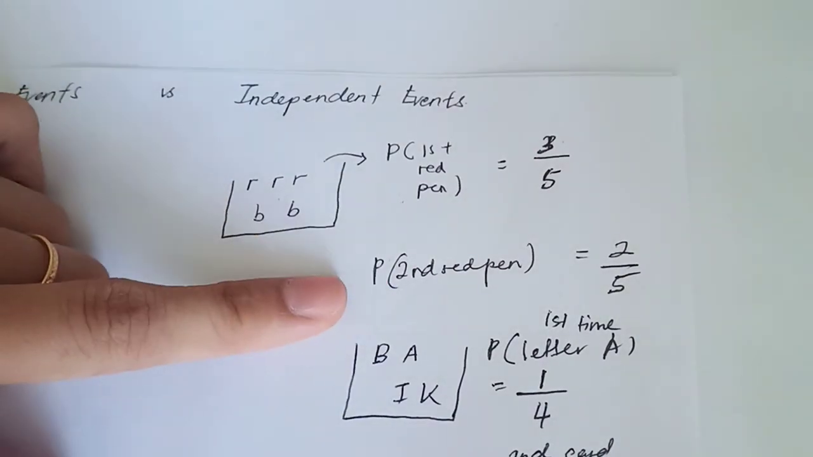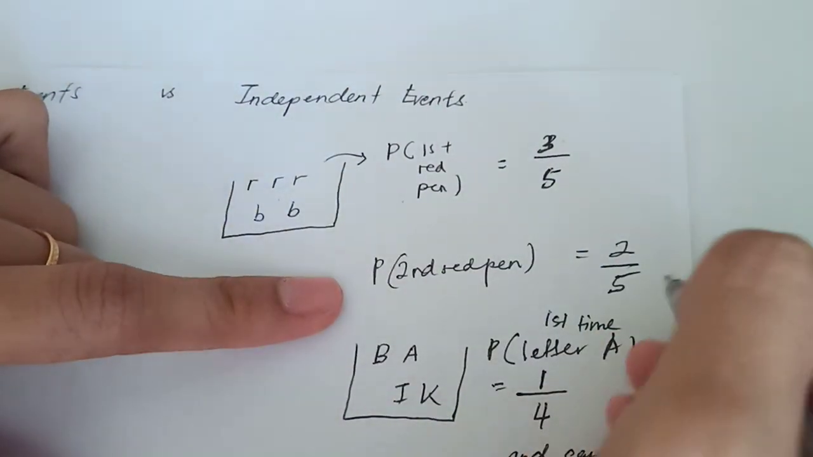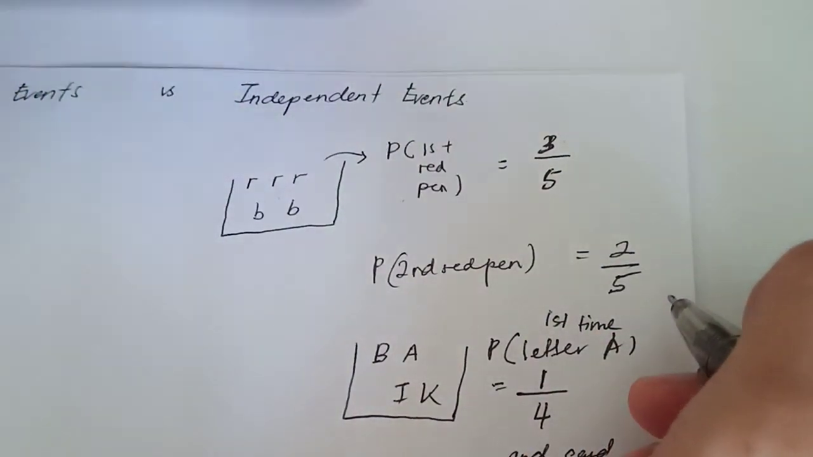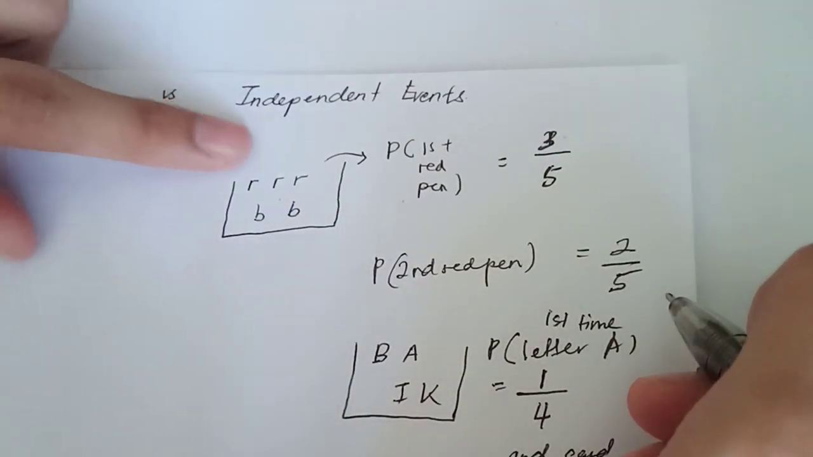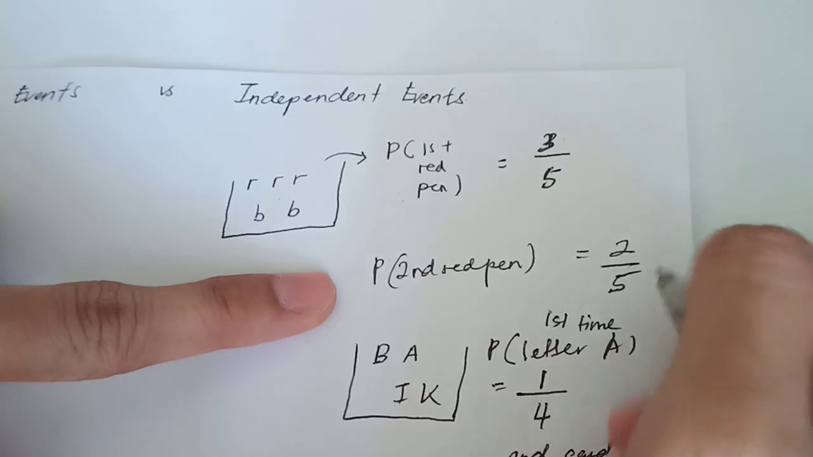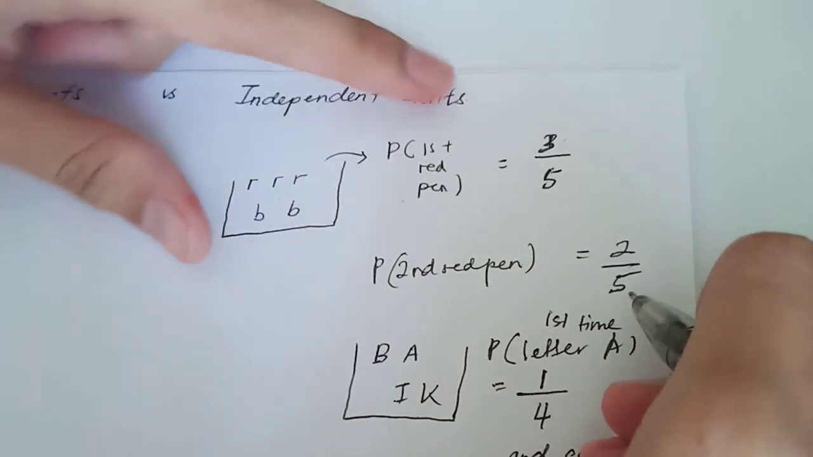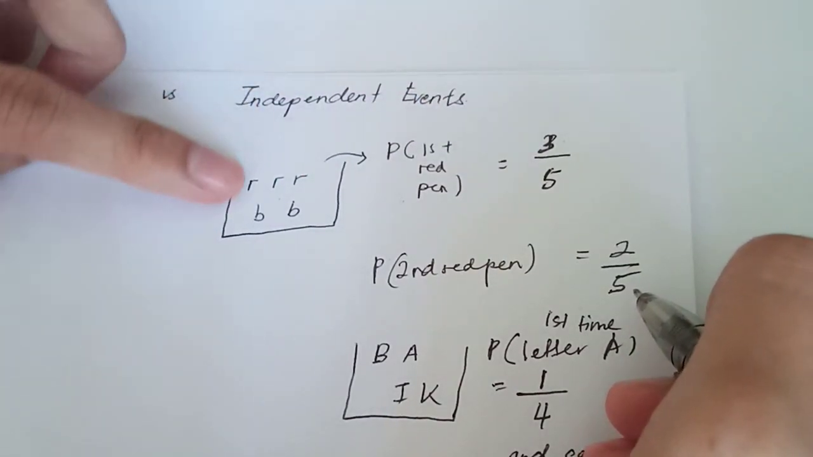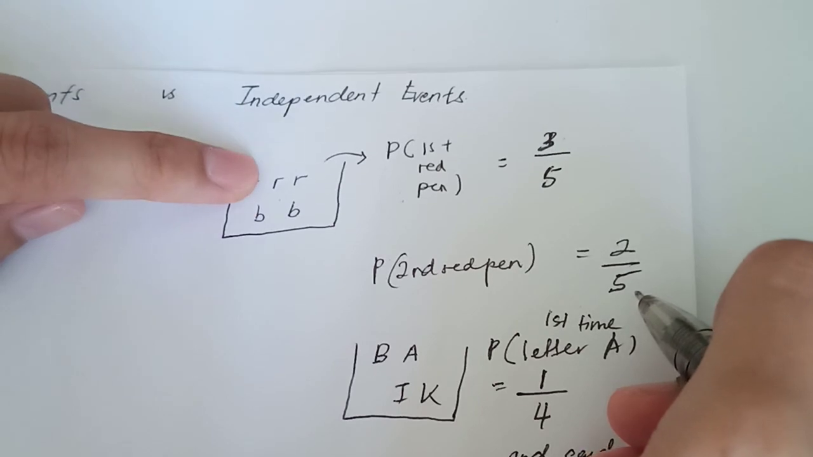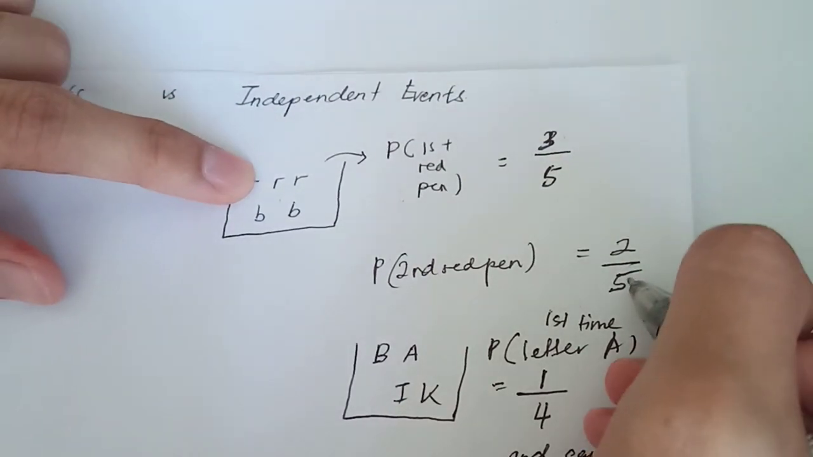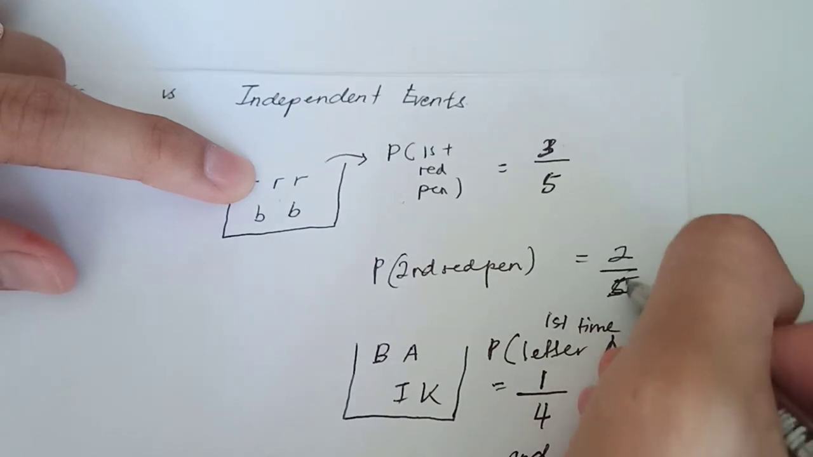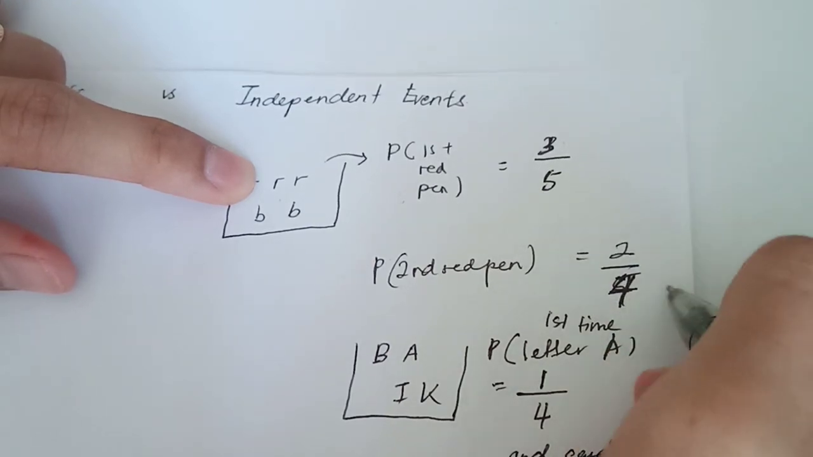Okay, just a little correction. So this part just now, the first question, we have the first red pen and the second red pen, right? So I missed out this one. If I already taken out one red pen, without replacement, so the second red pen would be 2 over 4. Okay, 2 over 4. Small correction.